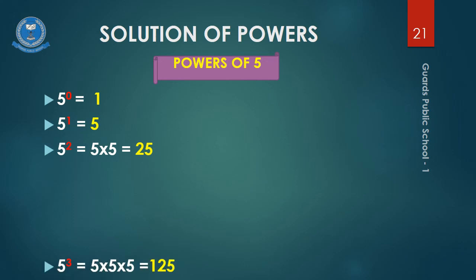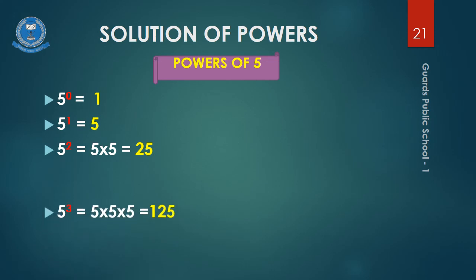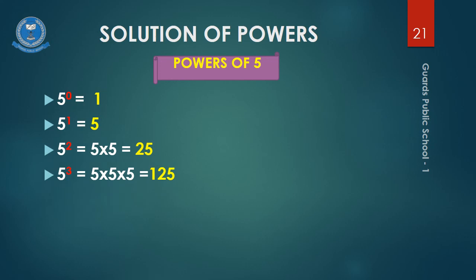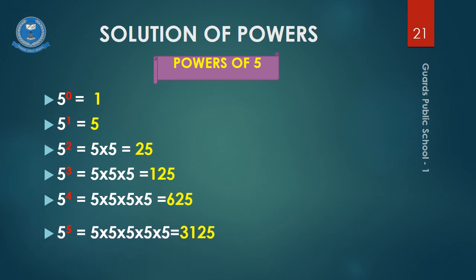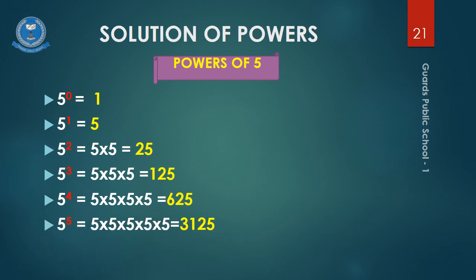Now the next we have 5 with power 3. It means 5 multiplied by 5 multiplied by 5. That gives you 125. Now next we have 5 with power 4. It means 5 multiplied by 5 multiplied by 5 multiplied by 5. That gives you 625. Now the next is 5 with power 5, the multiplication of 5s five times, and that gives you 3125.